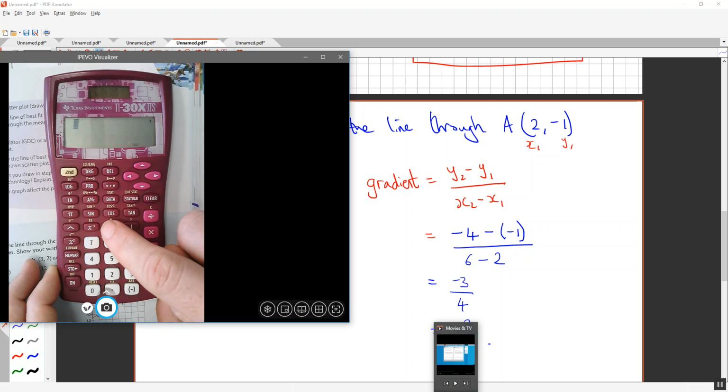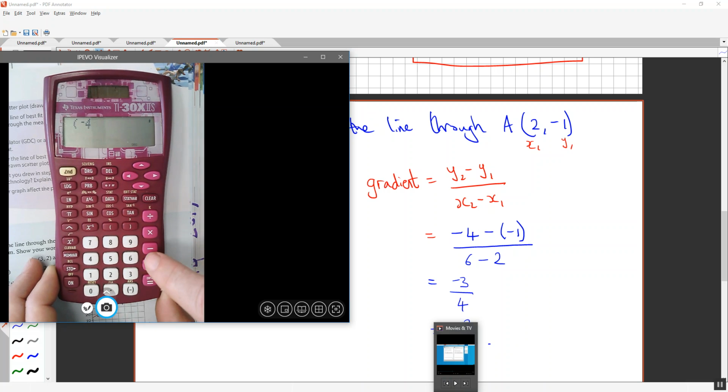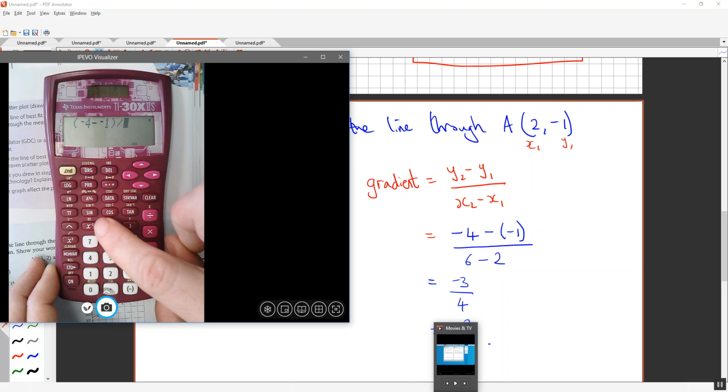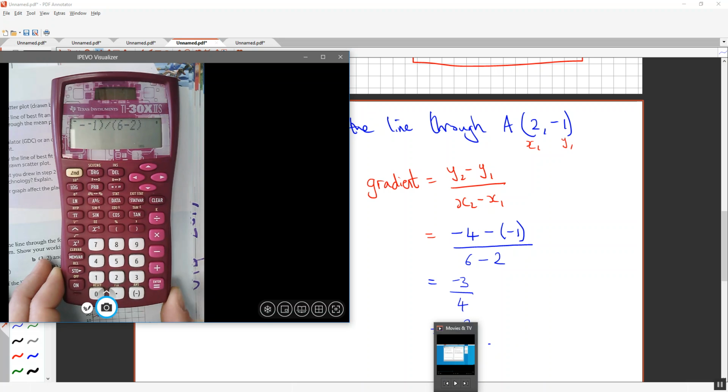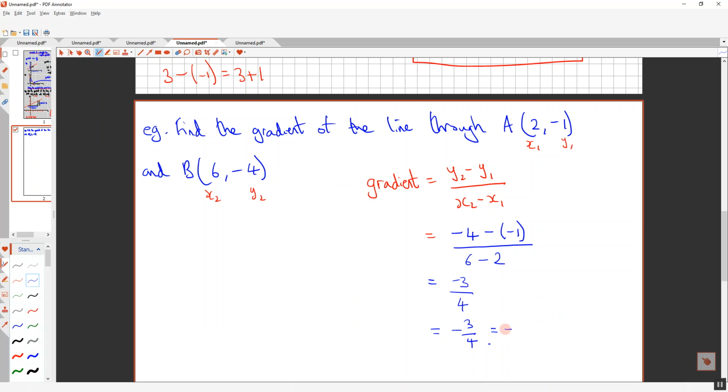Now, if I wanted to do this all in the calculator, I can do it. I need to use brackets this time. I would do -4, take away -1, close my bracket. Going to divide by, so the bottom line, 6 take away 2, close my bracket. Okay, so I need brackets for the top line, brackets for the bottom, equals, and I get -0.75. And we know that -3/4 is the same as -0.75. Okay, so that is our answer. This is our gradient. Okay, -3/4 or -0.75. Either of those is good.